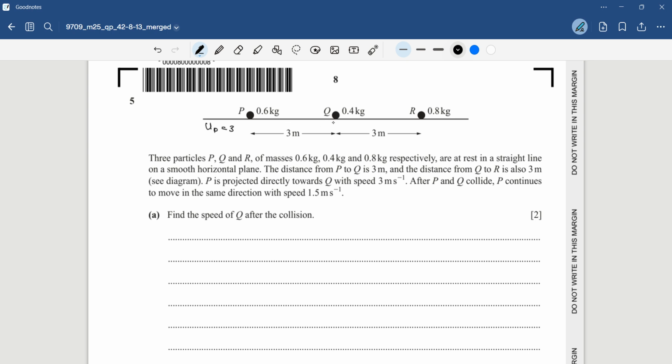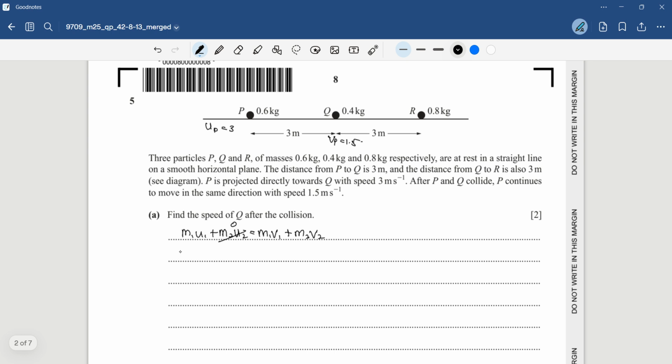And then after they reach here, they collide, and your VP equals 1.5. Okay, and I find the final velocity of Q after the collision. So here you can use the basic conservation of momentum, which is m1 u1 plus m2 u2 equivalent to m1 v1 plus m2 v2. Since the initial velocity of Q is 0, this one you can let to be 0.